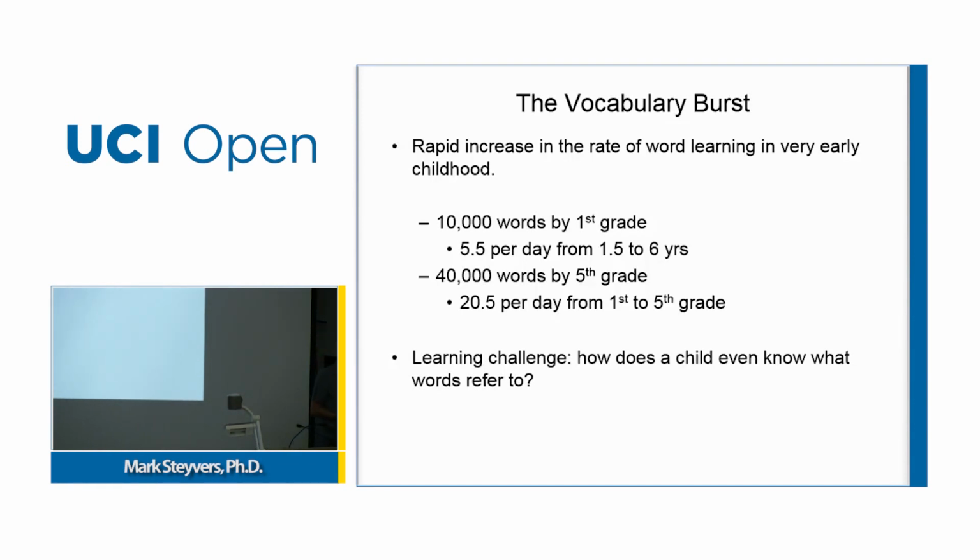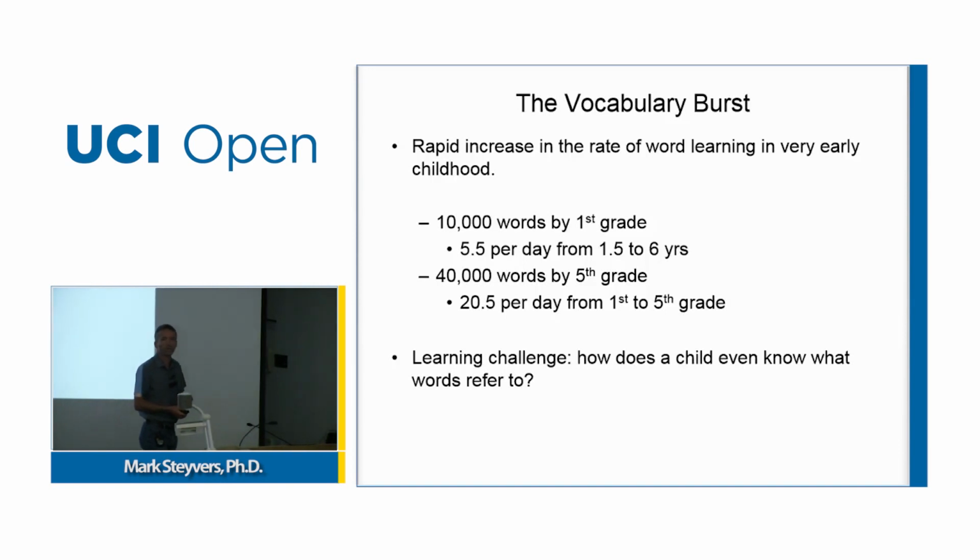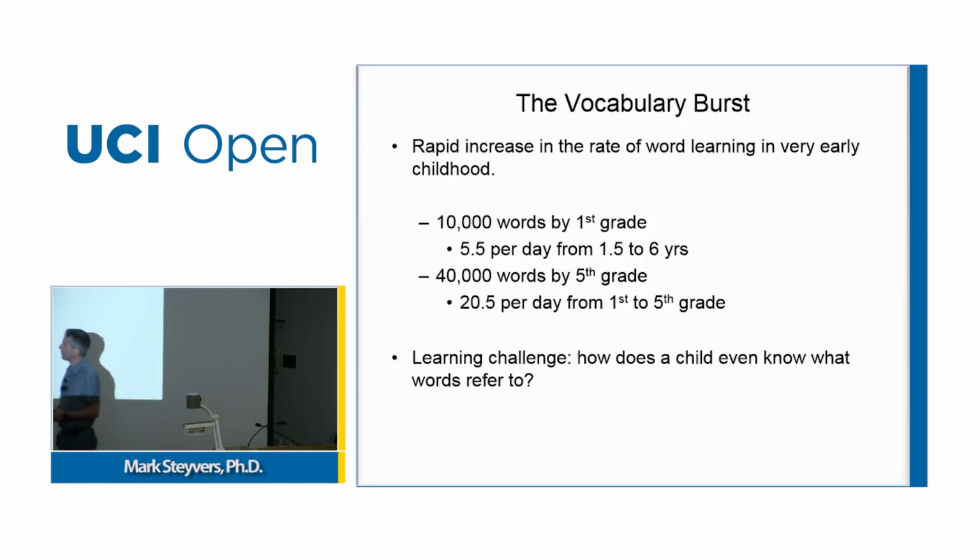And from then on, it goes even quicker. By the time a child hits 5th grade, they know 40,000 words, which means that they must have learned 20 words or so every day from 1st grade to 5th grade. So how did they do that? How can they learn so many words? They're not learning it just from the parent alone. They're learning this from many, many different sources.